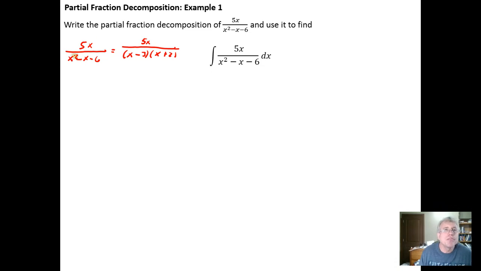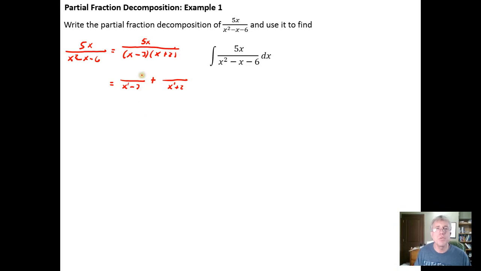So 5x over x squared minus x minus 6 can be rewritten as the sum of two ratios, and the denominators are going to be x minus 3 and x plus 2. They're going to be the two factors that give us x squared minus x minus 6 when multiplied by each other. And then for the numerator, we guess that it is a polynomial that is 1 degree lower than the corresponding denominator term that we have.